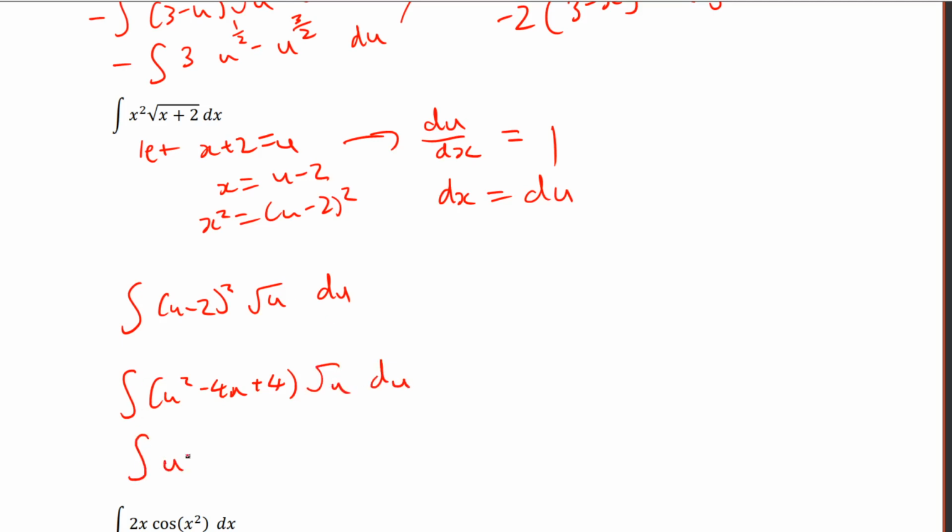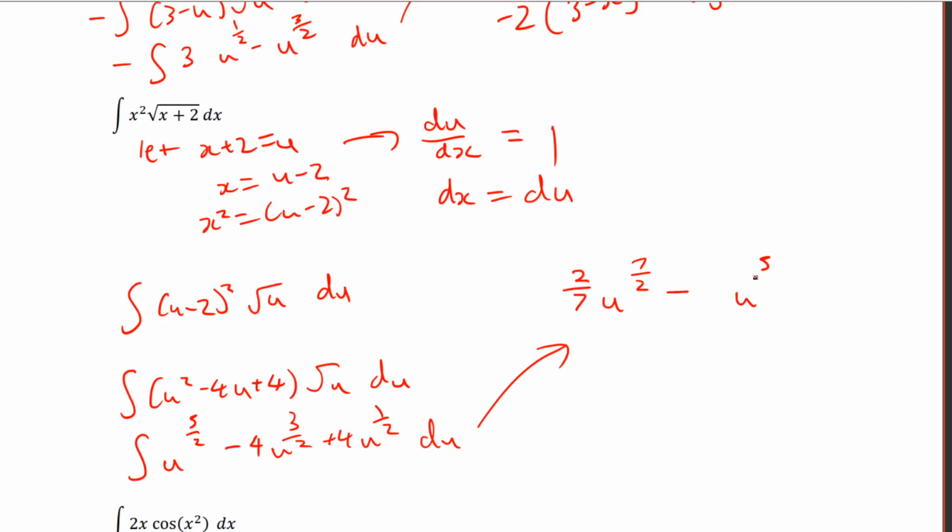So now I have u to the 5 on 2 minus 4u to the 3 on 2 plus 4u to the half, and then if I raise 5 on 2, I get 7 on 2. Then I need to divide by 7 on 2, which is the same as multiplying by 2 on 7. Same here, this becomes 5 on 2. So then dividing by 5 on 2 is multiplying by 2 on 5. So 2 on 5 times 4 is 8 on 5.